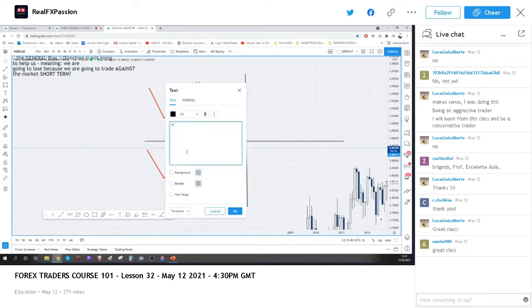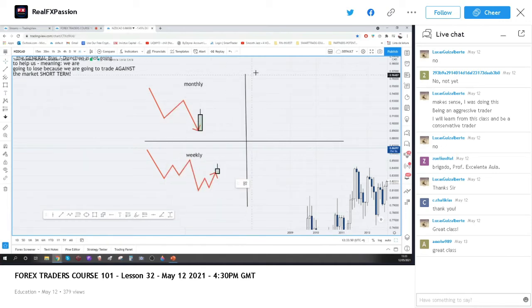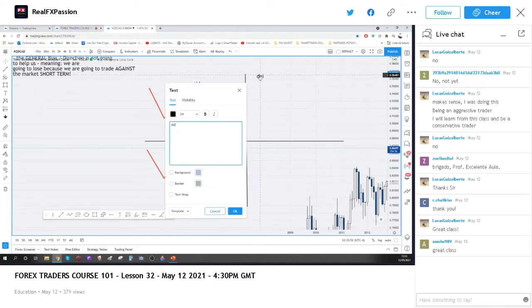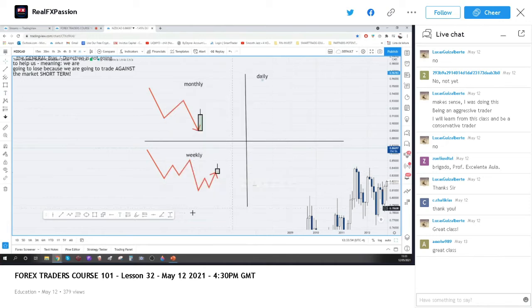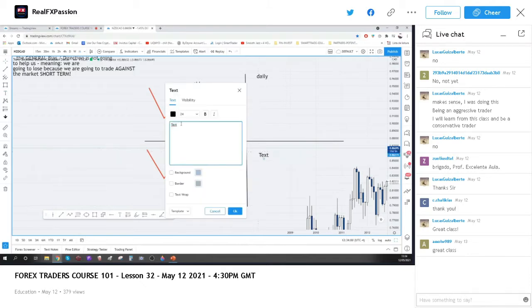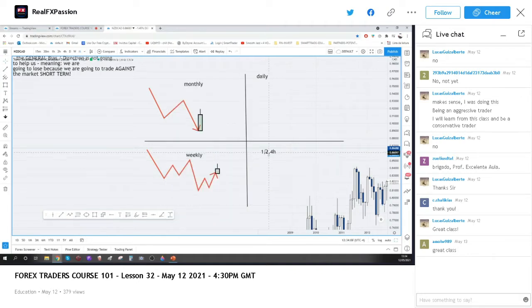This is going to be the weekly. It's going to be here. Right corner is going to be the daily. And in here, this is going to be... Any questions about candlestick formations, everybody? In the meantime, 1 hour, 2 hour, 4 hour chart, something like this.